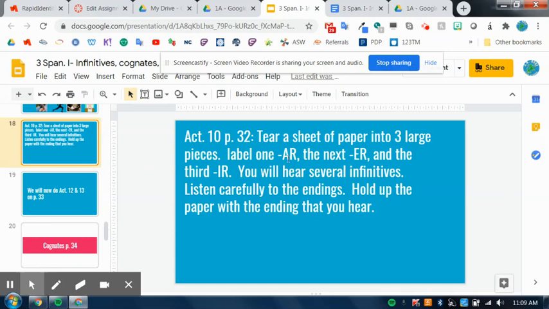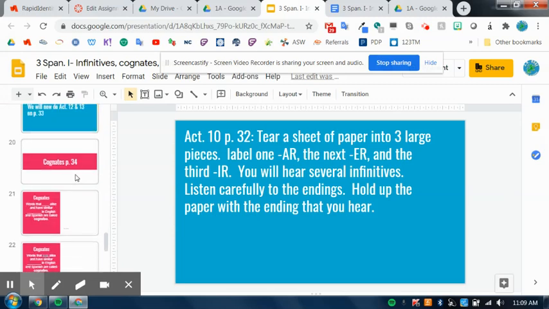Nadar, it's an AR verb. Leer, ER verb. Escribir, IR verb. Ir. You're going to have to listen out for those differences because those endings are important when we start conjugating verbs. I know you don't know what that means yet, but that is going to matter in a couple of weeks, okay?